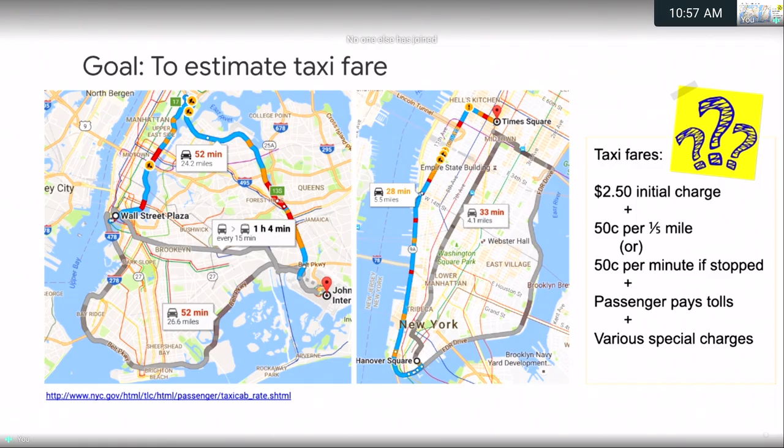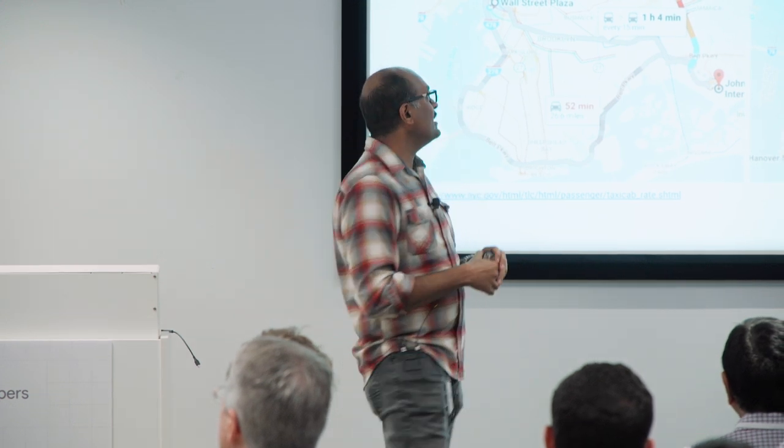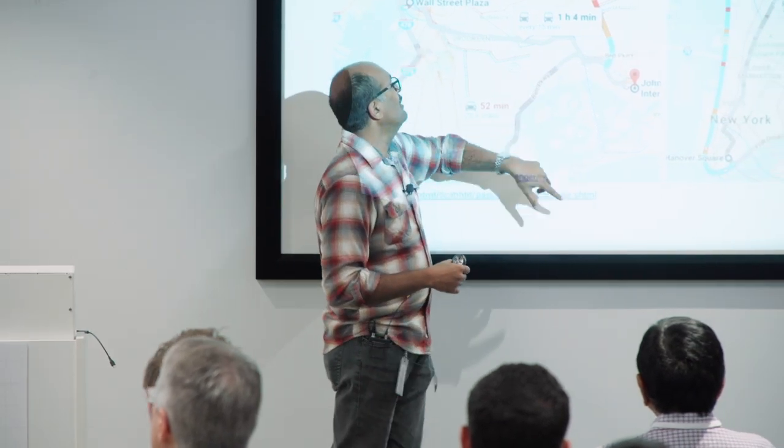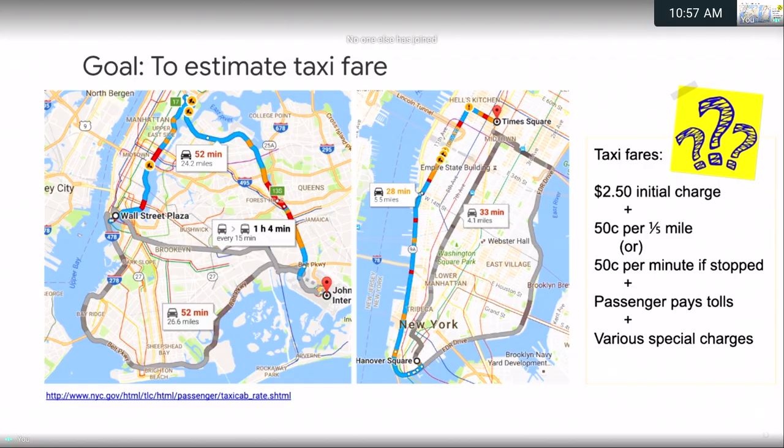So that's great. The example that I'm going to use in my demo is to estimate the cost of a ride, right? The idea is that I'm going to have an app. I'm going to say I'm at this location. I want to go to that other location. So I know what the pickup point is. I know what the drop-off point is. And I want to say, how much is it going to cost to go from JFK to Wall Street Plaza? And I want to create a machine learning model that predicts what the taxi fare is.